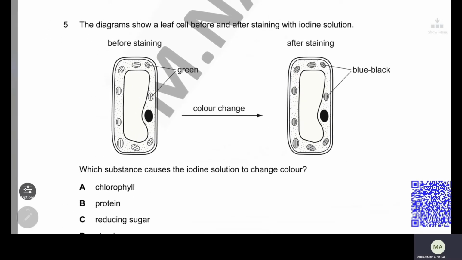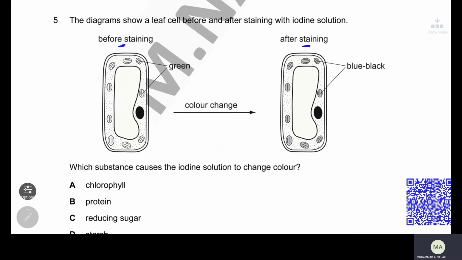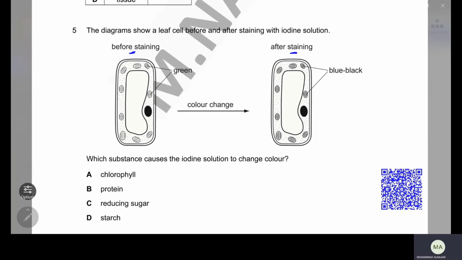Question number 5. The diagram shows a leaf cell before and after staining with iodine solution. Here the cell before staining and here the cell after staining. Which substance caused the iodine solution to change color? A. Chlorophyll. B. Protein. C. Reducing sugar. D. Starch.